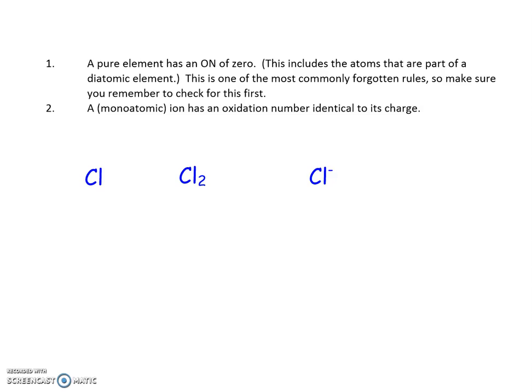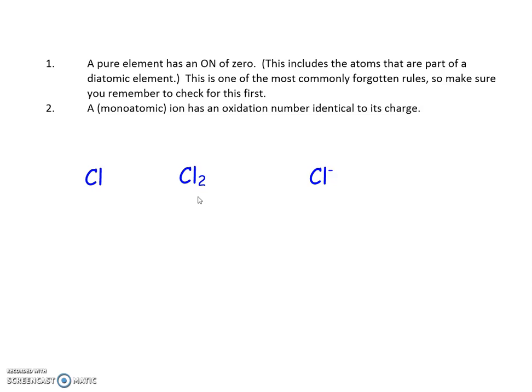I'm using the abbreviation ON for oxidation number. So a pure element, which includes the atoms that are part of a diatomic element, or another element that comes as more than 2 bonded together. It doesn't matter how many atoms of that element I have. If I only have one element, the atoms are going to have an oxidation number of 0. So Cl, written by itself, a single atom of chlorine, is going to have an oxidation number of 0.